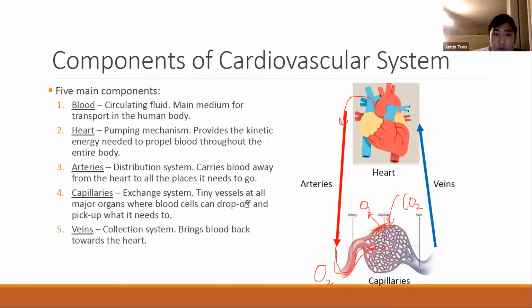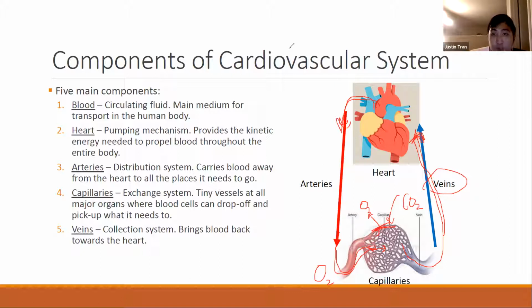Once the exchange of molecules is complete, the blood needs to return to the heart, and that's what your veins are used for. Your veins basically carry blood, once it's gone through the capillaries, back towards the heart. Then once the blood returns to the heart, the heart is going to pump and send the blood to your lungs to get the oxygen, and then pump it out through the arteries again.